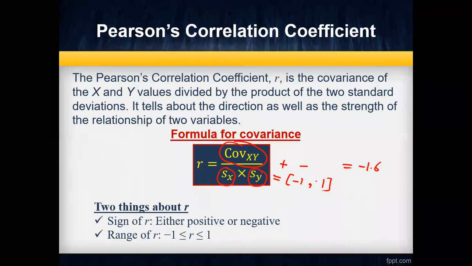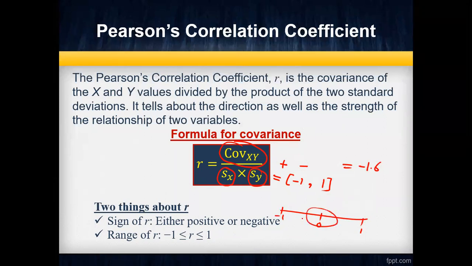If your answer is close to 1 or -1, you will say there is a strong relationship. And if your answer is close to 0, suppose here you have -1, here you have 0, and here you have 1. If your answer is in this area, you can say there is no relationship. If your answer is in this range, you say strong relationship.